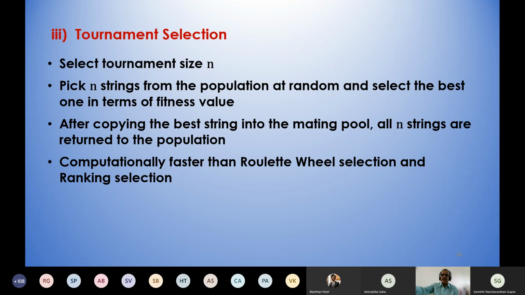So out of 3, the best one in terms of fitness I've copied in the mating pool. And after I have copied, all 3 solutions, because small n is equal to 3, we'll have to return back to the initial population. This is the way I'll have to play the tournament once.